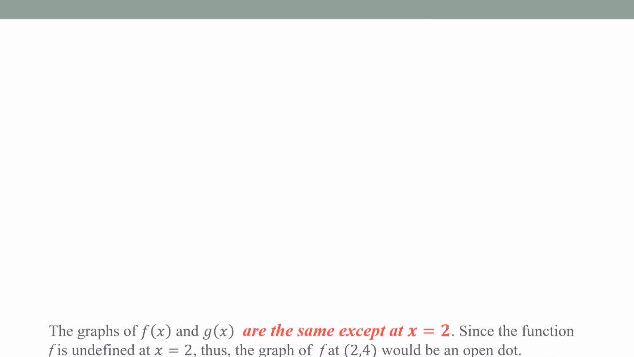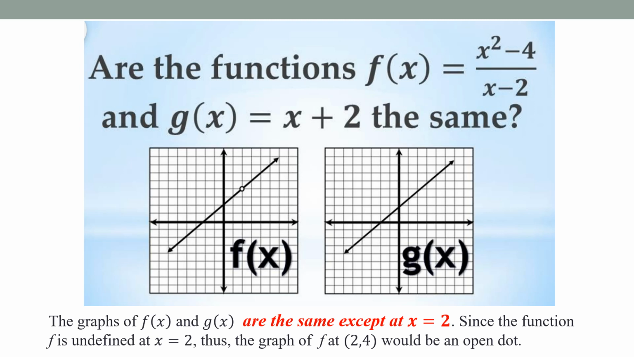Now, questions. Are the graphs of the function f of x equal to x squared minus 4 over x minus 2 and g of x equal to x plus 2 the same? Are these two graphs the same? So the graphs of f of x and g of x are the same, except, don't forget, except at x equal to 2. Since the function f is undefined at 2, the graph of f at (2, 4) would be an open dot. Okay? So please remember this because this particular example is included in your prelims.